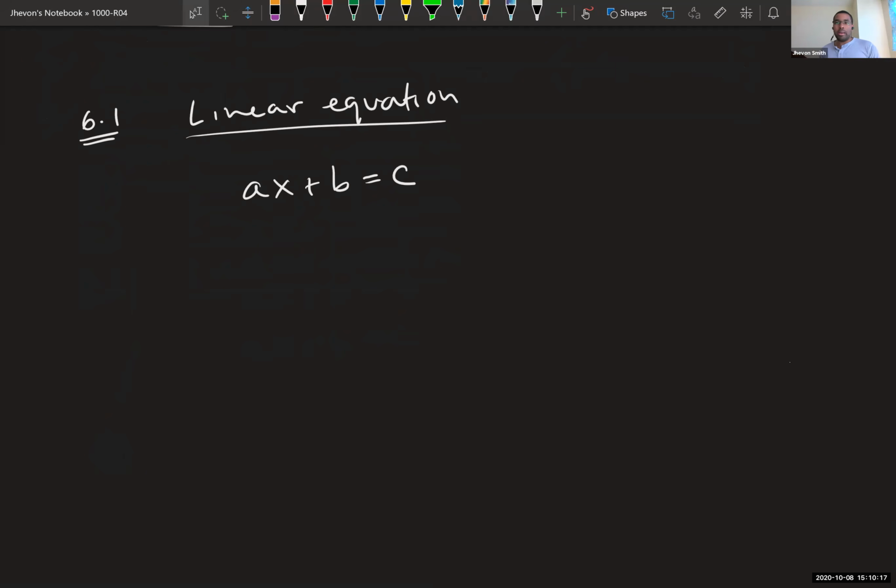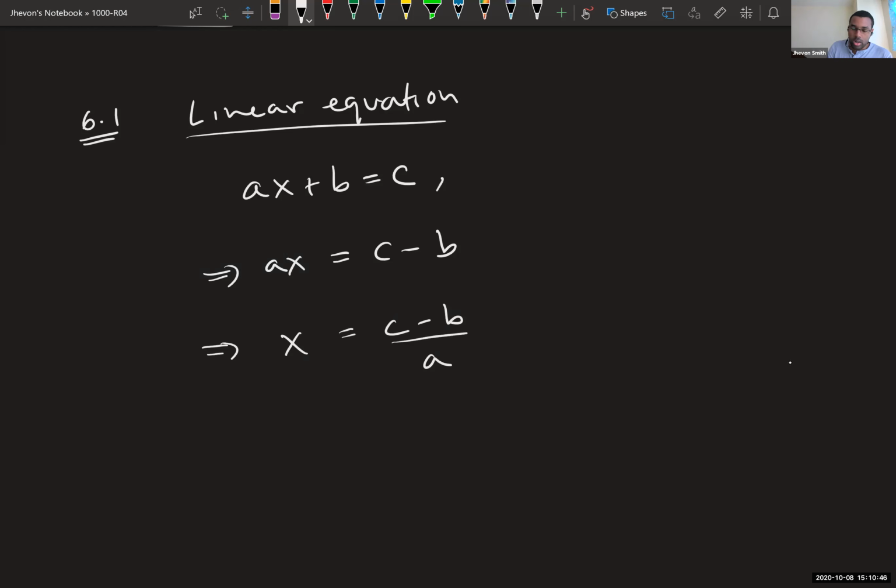And you could accomplish that by performing opposite operations of things that are not x's to move them to the other side. So if I realize that I'm adding a b, what I'd want to do is subtract b from both sides. Opposite operation to remove the b, the inverse operation. The inverse of addition is subtraction. And then I have my x being multiplied by an a, so I'd want to divide by an a.